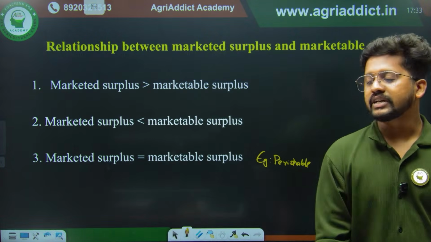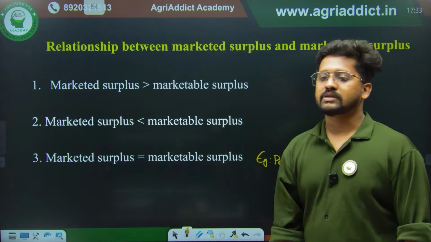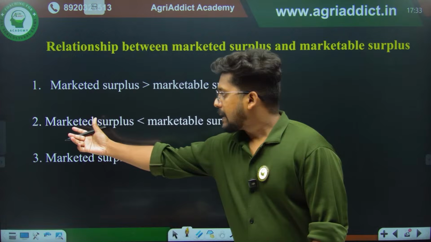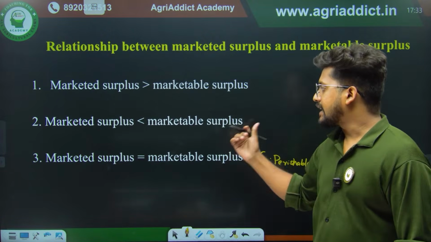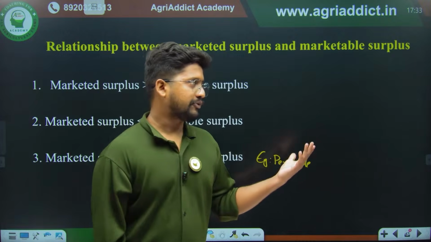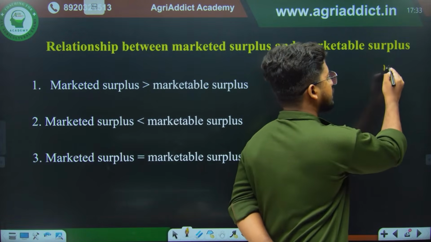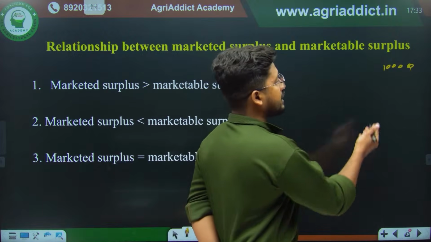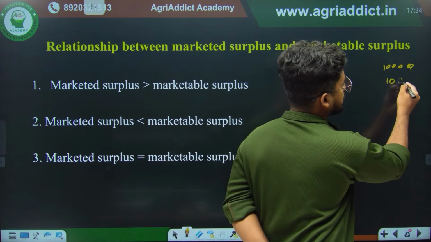Your perishable commodities as the example for the marketable surplus and marketed surplus. Then comes the second one, where marketed surplus is less than marketable surplus. For example, we had a paddy farmer, right? So he was having maybe 1000 quintals. This was his total production. His total consumption was 10 quintals.